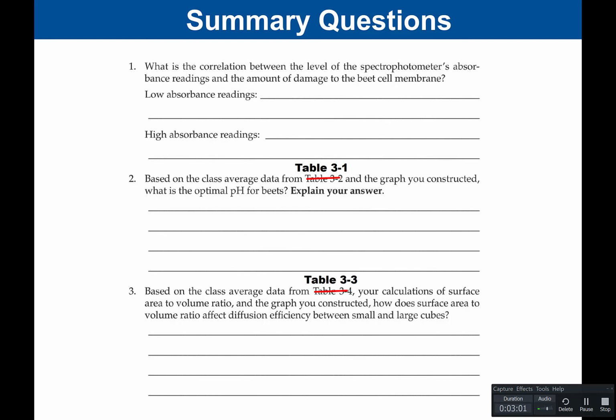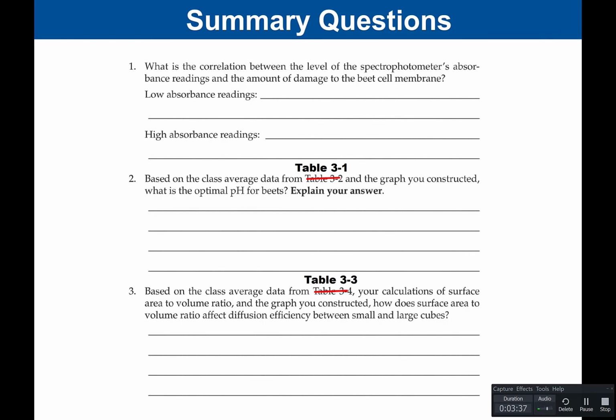Question number 3. Based on the class average, again, you're not using the class average, so you're going to do this with table 3-3, your calculations of surface area to volume ratio and the graph that you constructed. How does the surface area to volume ratio affect the diffusion efficiency between the small and the large cubes? So in this one, you want to answer, is it the smaller cube or the larger cube that diffused faster? Did that cube have the higher or the lower surface area to volume ratio? And then you want to explain with your data.